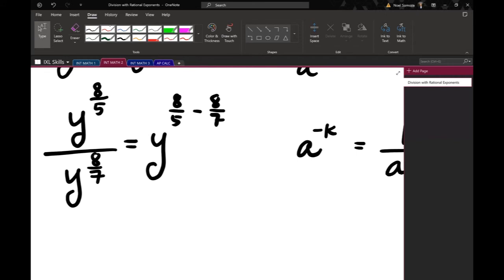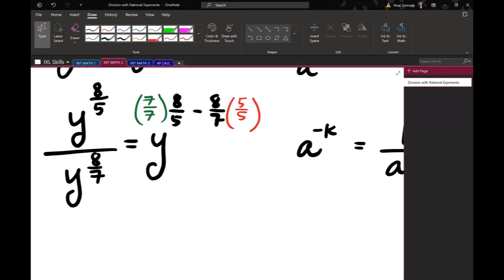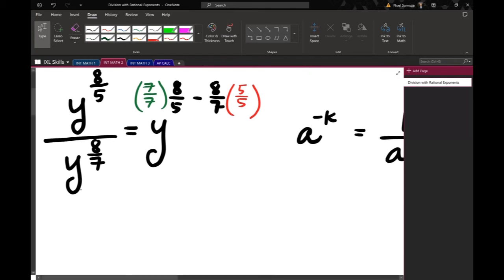The common denominator between those two numbers would be 35. So we have to find a way to get the 7 to become a 35, as well as find a way to have the 5 become a 35. So what we're going to do here is multiply this fraction by 5/5, and we're going to multiply this fraction by 7/7. This will allow us to have common denominators, and then we will be able to subtract the numerators.